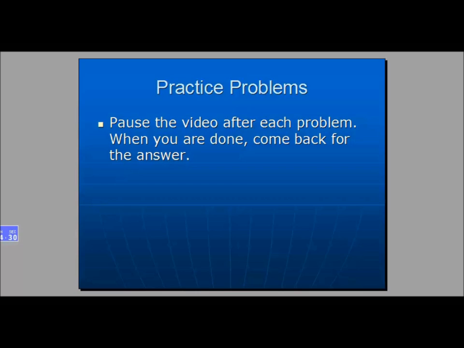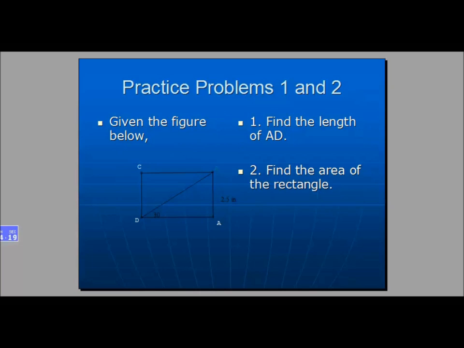Now we're doing some practice problems on 30, 60, 90 triangles. When you are done with each problem, come back for the answer. Practice problems 1 and 2 are using the same figure. It says, given the figure below, find the length of AD and find the area of the rectangle. Recall that you have a 30-degree angle and that side AB equals 2.5 inches.